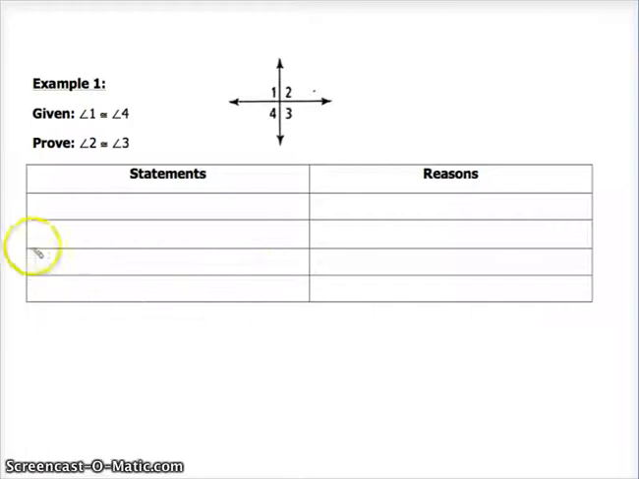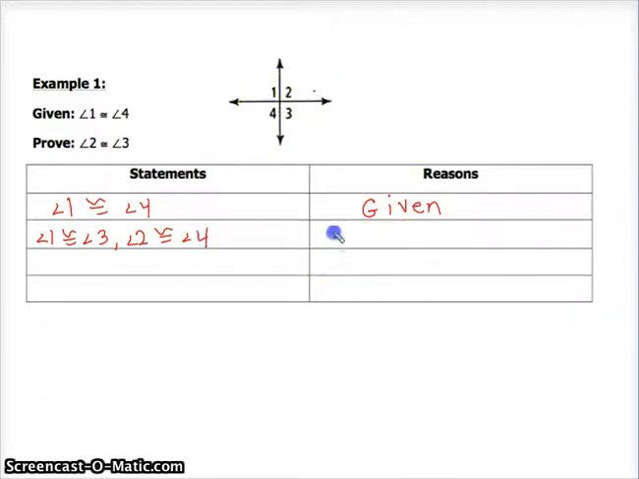Here we go with our first proof. As always, we're going to start off by restating what's given, that angle 1 is congruent to angle 4, and the reason is that's given. Okay, and now let's start to look at some of the angle pairs that we've got here. I can tell that 1 and 3 are congruent. I can also tell that 2 and 4 are congruent. I'm just going to write those on the same line because it's for the same reason: these are both sets of vertical angles.